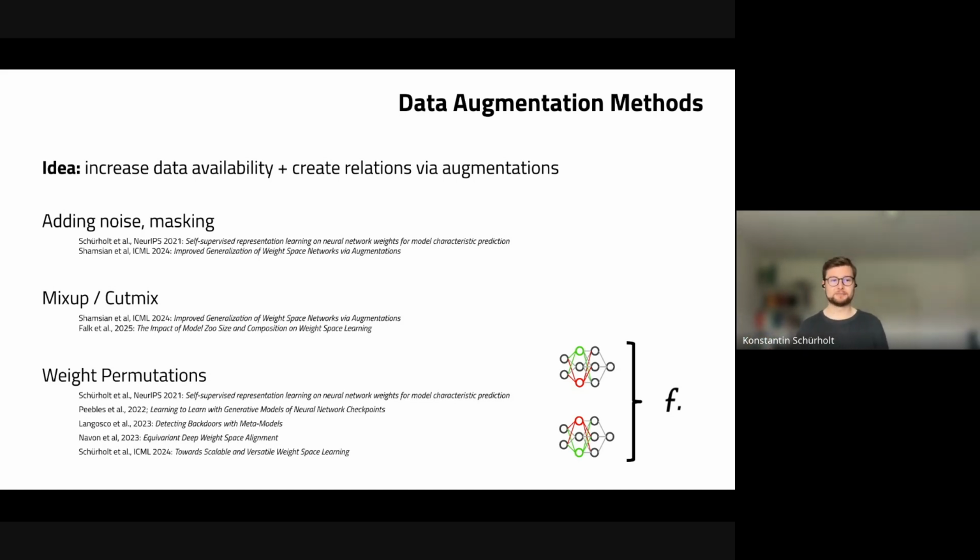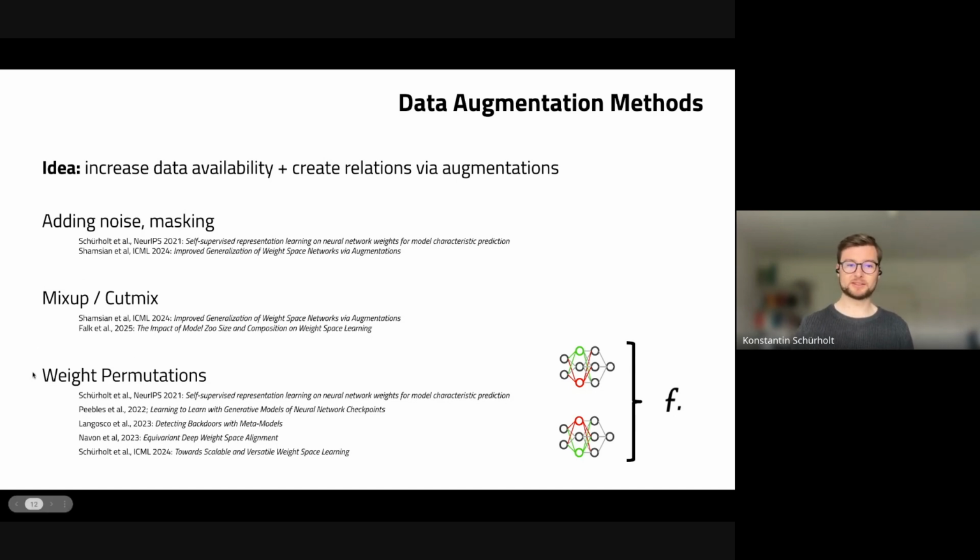There are three types of augmentations that I am aware of. One is just adding noise or masking, so small changes to the data representations. Those are pretty common in computer vision. Nothing to write home about, but they also work in weight spaces. Then mixup and CutMix also work in weight spaces, and have been shown to improve generalization, which is very cool.